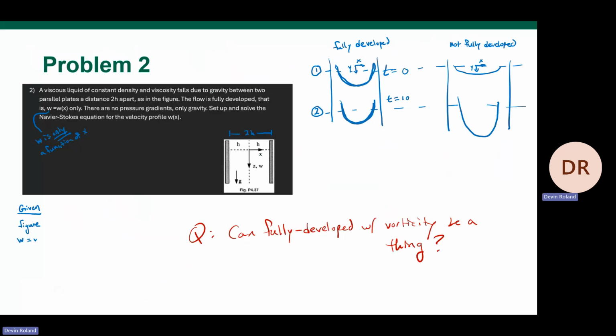We know that W is only a function of x. We've already reviewed that. We'll say no dp dx, no pressure gradient. And then I'll put only gravity, g. Only gravity.